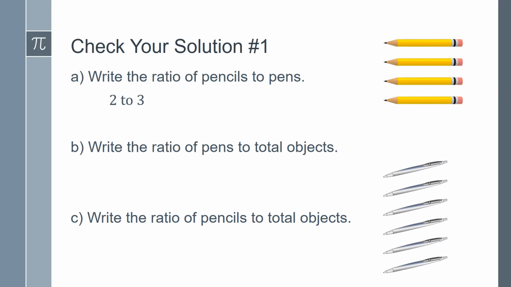There are 10 total objects, so 6 to 10 will simplify down to the ratio of 3 to 5. Finally, we need to write the ratio of pencils to total objects. There are 4 pencils and 10 total objects, so the ratio of pencils to total objects simplifies as 2 to 5.